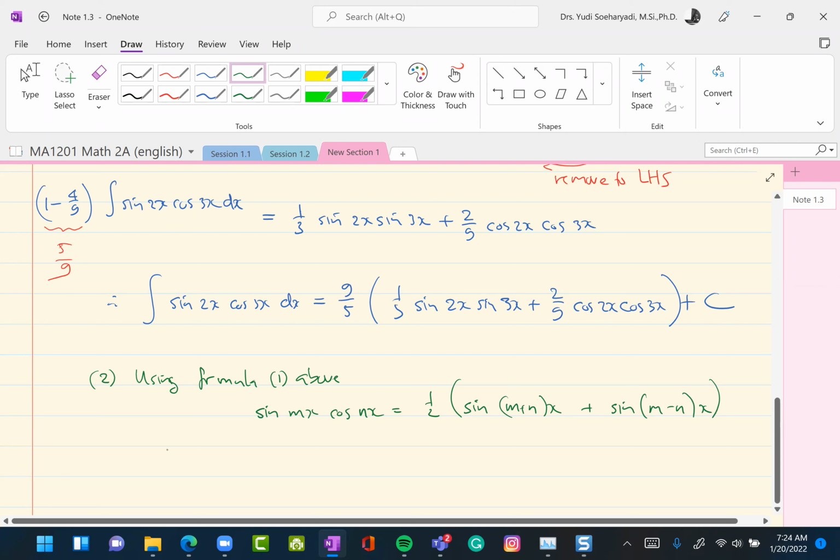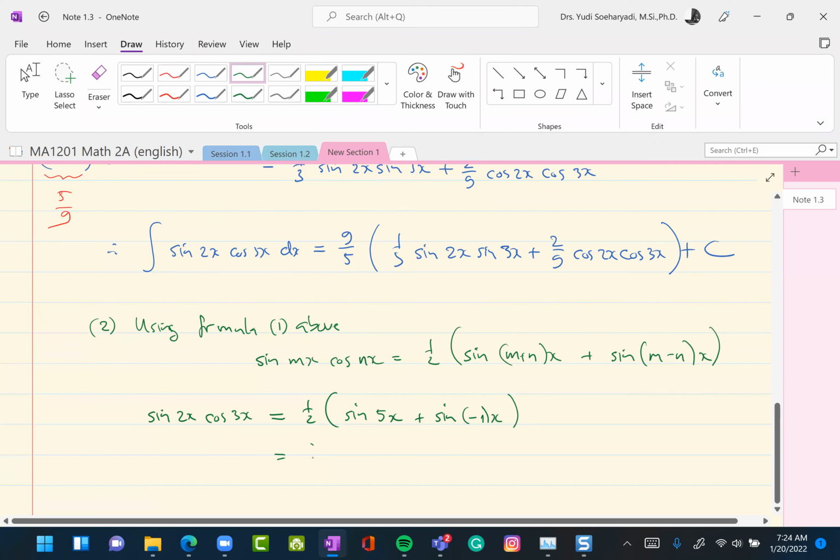Okay, so in this case we have sine 2x cosine 3x, which is just 1/2 of the sine of the sum of the angles, and the sine of the difference. This is 2 minus 3. Because sine is odd, this becomes 1/2 sine x there. So in this case, it should be very easy.